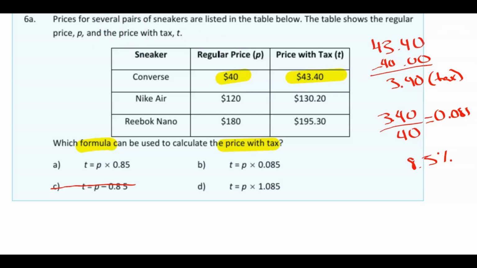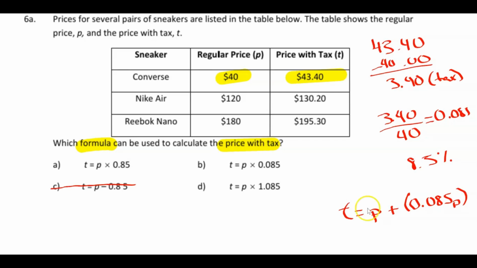Since price with tax includes the original price plus an 8.5% increase, we're going to end up using the equation T is equal to P, which is the regular price, plus 0.085, that's our tax rate, of the original price. Now just remember that there is an invisible 1 here.